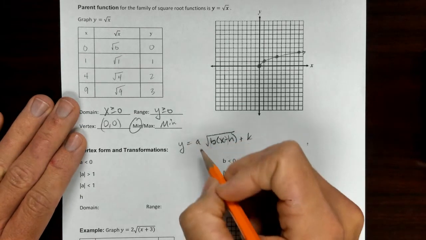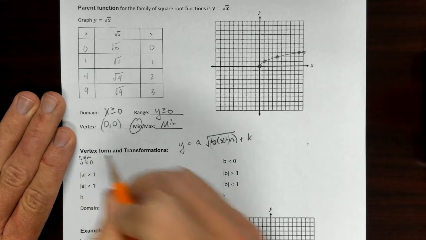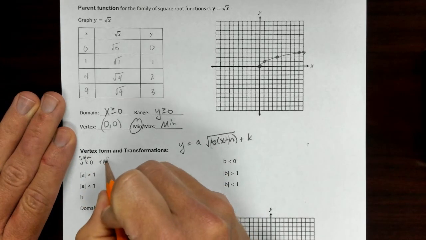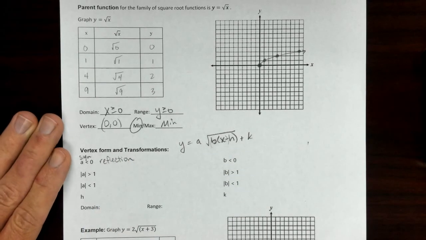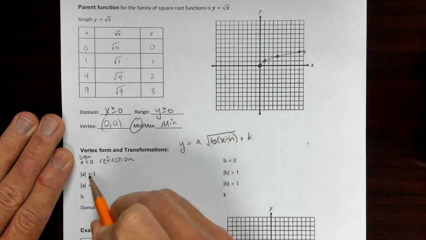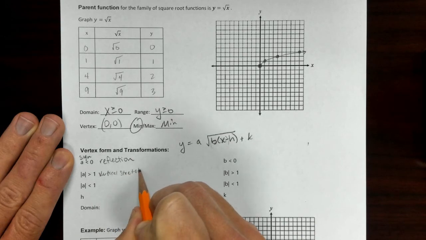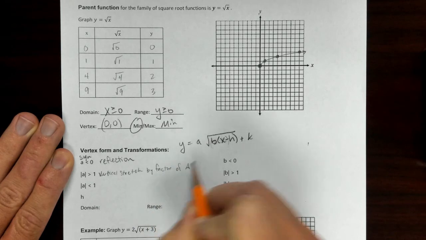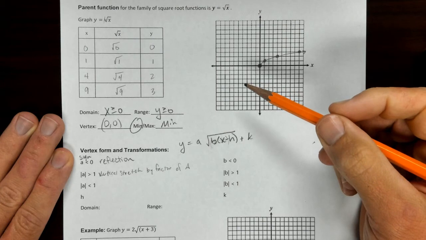Alright. Now, a change to the sign of the a value is a reflection. Now, if I'm just looking at this number, and if this number is greater than 1, it is a vertical stretch, by a factor of a. Okay, now, the parent function has an a value of 1.